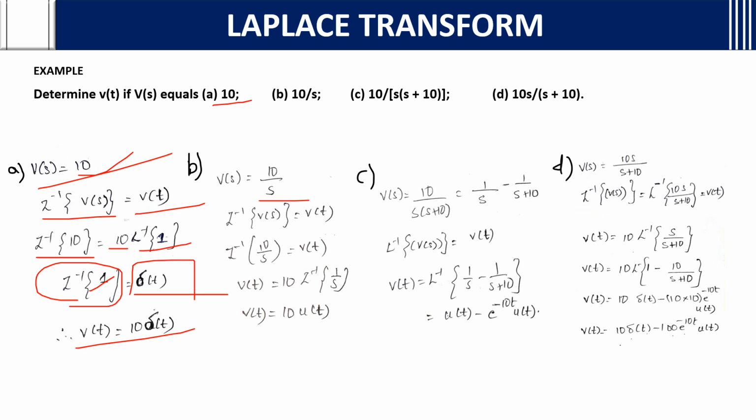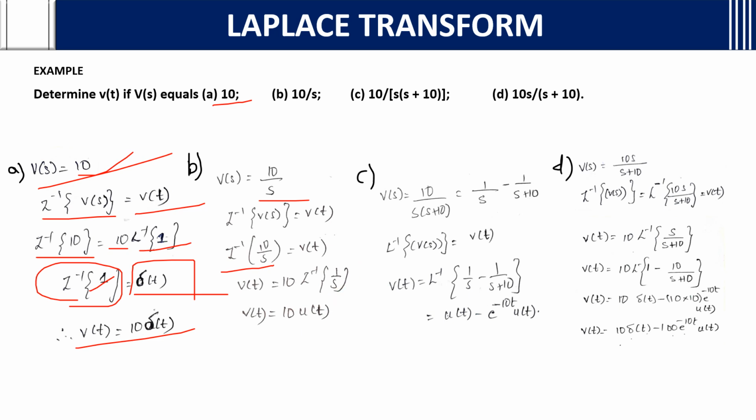Then 10 by s. Laplace inverse of v of s is equal to v of t. So Laplace inverse of 10 by s is equal to v of t. V of t is equal to 10, if you take outside, Laplace inverse of 1 by s. You know the Laplace transform of u of t is 1 by s. So Laplace inverse of 1 by s will become u of t. Just the reverse of the Laplace transform formula: 1 by s means you can convert into u of t.